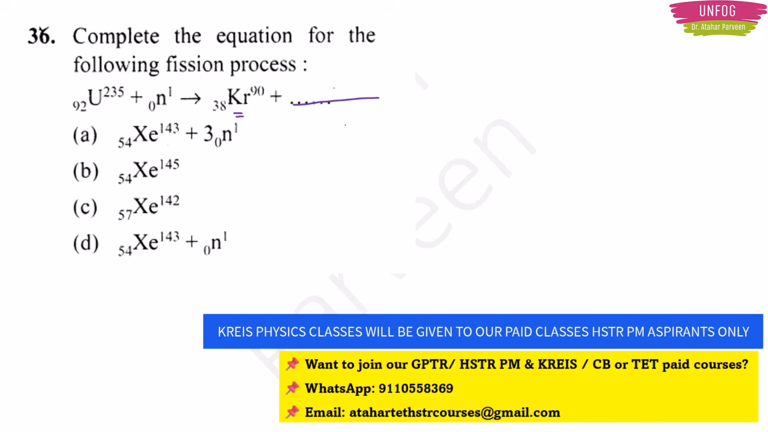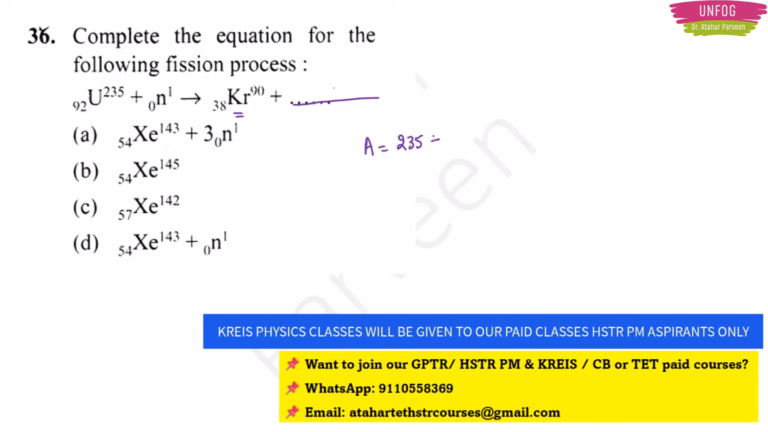Okay, I will give you one easy trick. Even if you don't know anything about radioactivity, anything about nuclear fission, then also you can give the correct answer to this question. Basically, you have to balance this equation. So much only is enough. Okay. Now you see the mass number for uranium, it is 235. Okay.